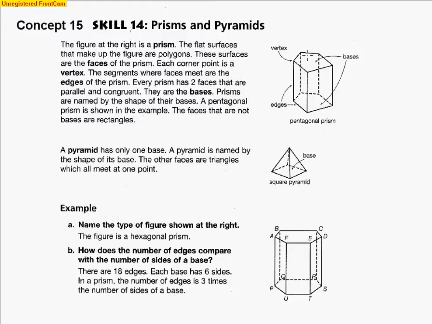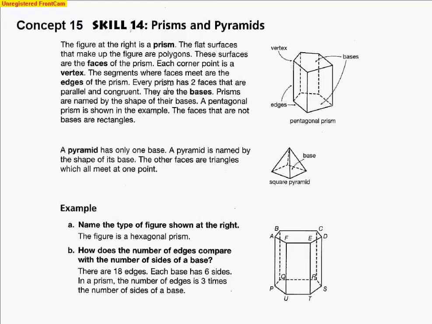Each corner is called a vertex. So there's a vertex, here's a vertex, and this one's labeled. And vertices would end up being plural in this case. And so where the faces meet are called edges. So this is an edge here. These lines represent the edges.